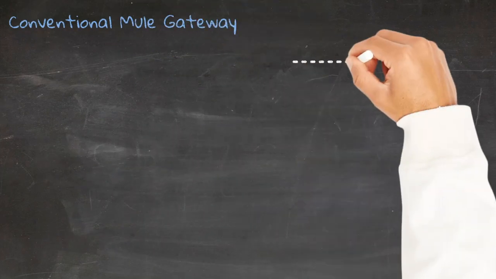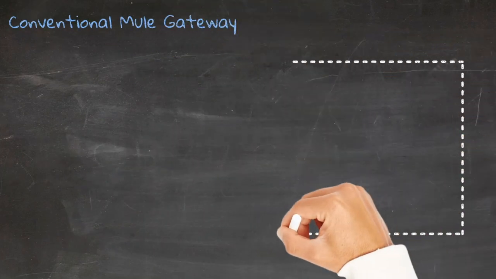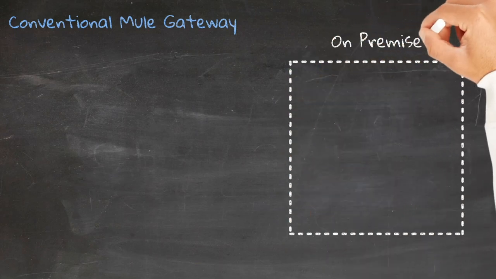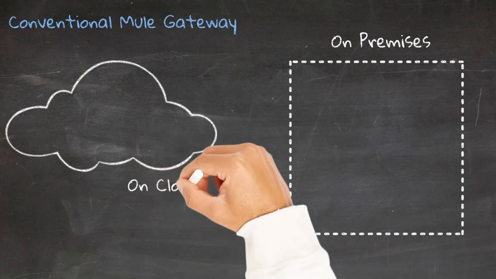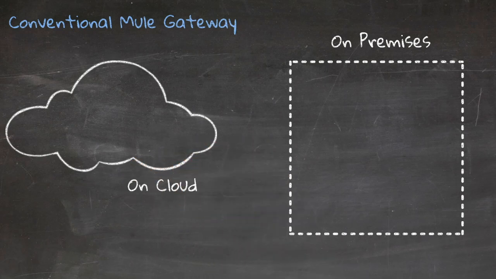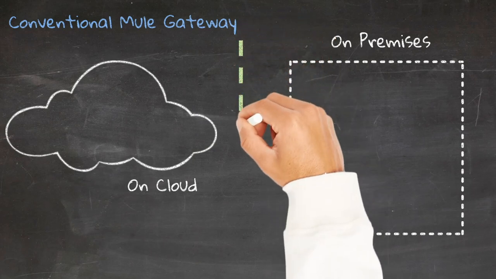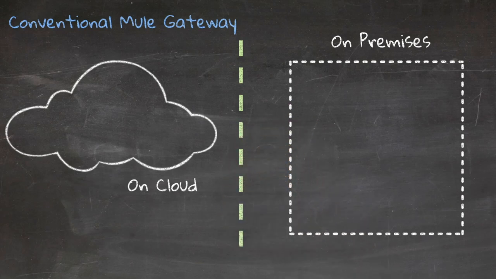Conventional Mule gateway. Let's understand conventional Mule gateway. The diagram indicates an on-premises setup to host APIs and a cloud control plane, and in this case, specifically Mule control plane. We have defined boundaries like cloud boundary and on-prem boundary. A dashed line or a fragmented line separates both the boundaries.